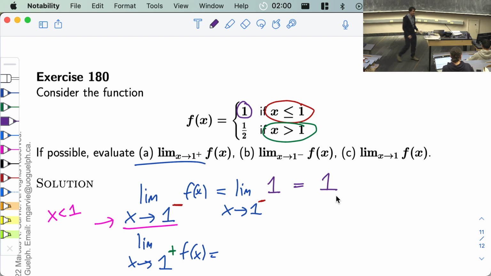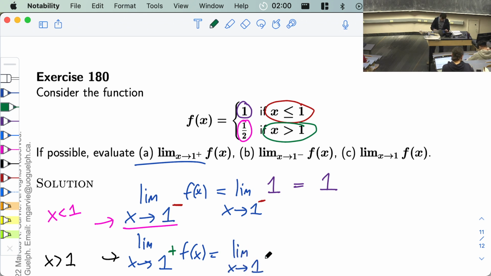Let's do the other side. On the other side, x is bigger than 1. That's over here. Here, x is bigger than 1. And if x is bigger than 1, we're going to use this part of the function, right? When x is bigger than 1, the value of the function is 1/2. So it's the limit as x goes to 1 from the positive side of 1/2. So the function is always 1/2. And so what is the limit of the thing that's always 1/2? It's just 1/2. OK. So the limit from one side is 1. The limit from the other side is 1/2.